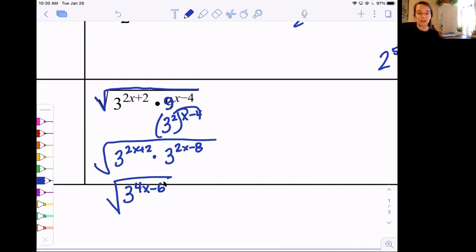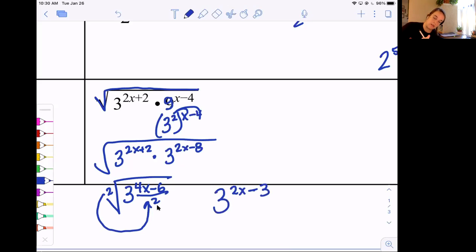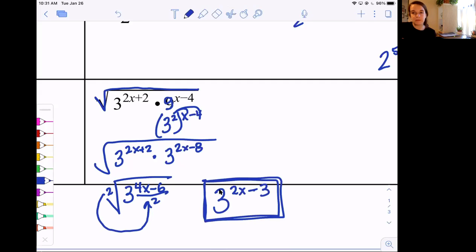Now, what power, right? What power is the square root? It has an index of 2. It's the 1/2 power, right? So remember that this index is becoming the denominator here of my exponent. So the 2 is moving down here. So I have 4x divided by 2, so I have 3 to the power of 2x, and negative 6 divided by 2, minus 3. Kind of wild, but this is where we get for this one.